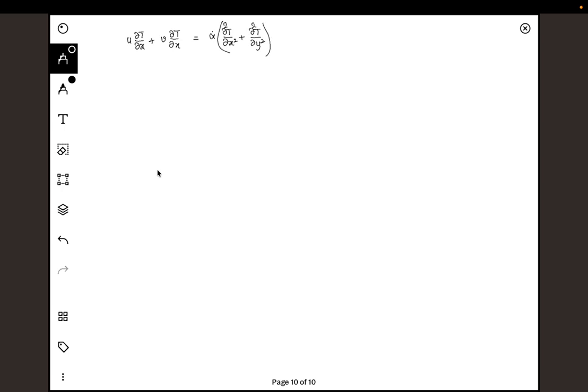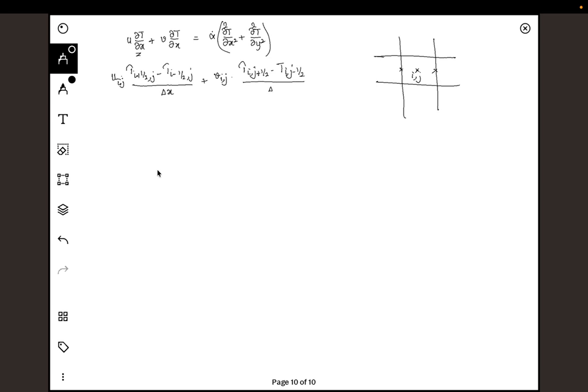We have something like this. So in order to approximate del T del x, we will write this as, let's say these are the grid points, just like before, whatever we have. Del T del x can be written as T equal to whatever we have derived previously.